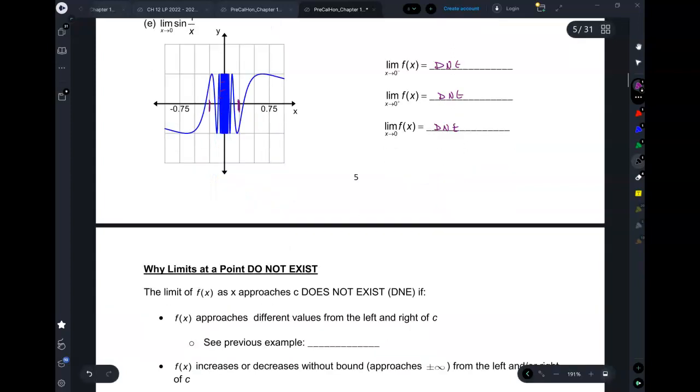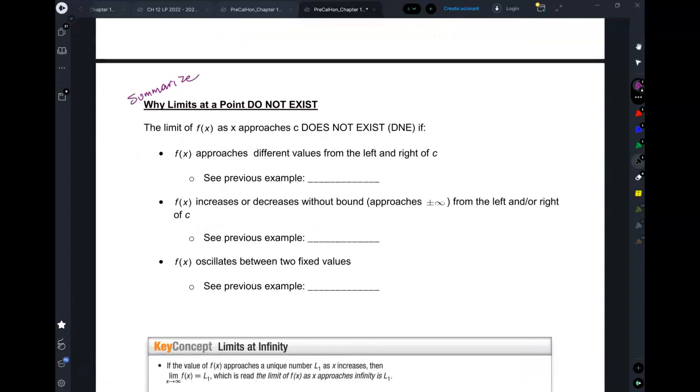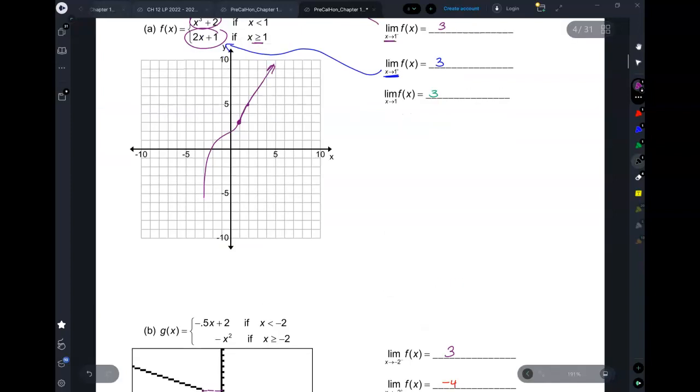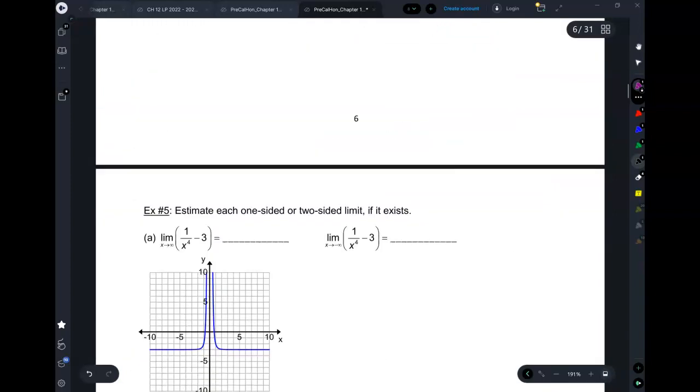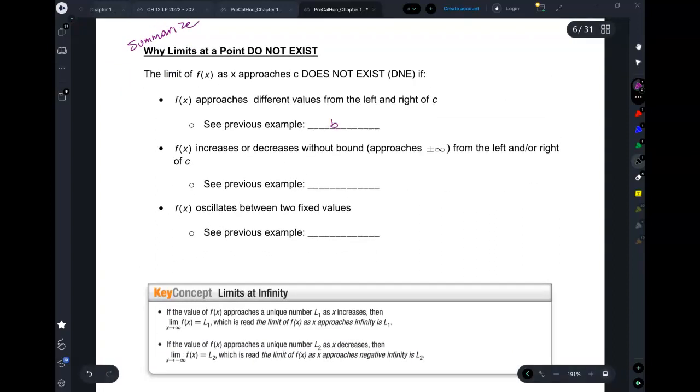Okay. So let's summarize all this, right? Where do limits not exist? Well, there are certain situations. The first is when f of x approaches different values from the left and right of c. Okay? So for example, if you go up here, raise your hands for this, between a, b, c, d, show me an example where the limit approaches different values. Yeah. B. Okay?